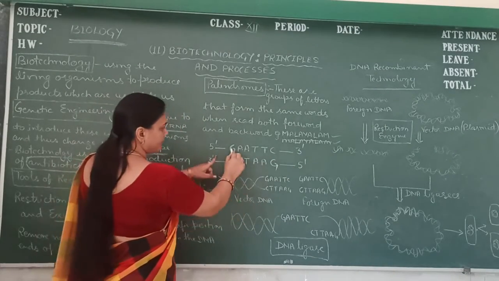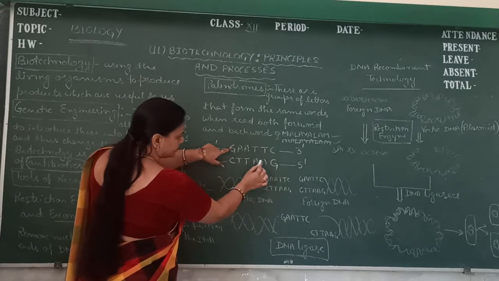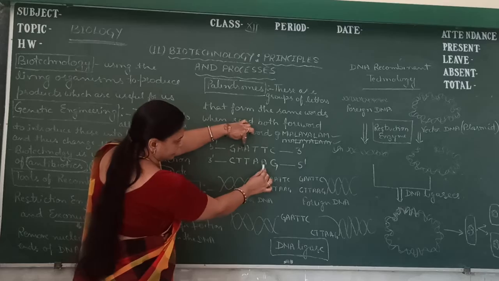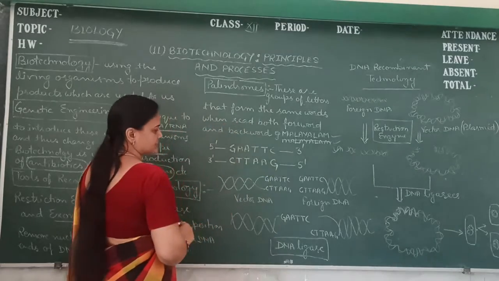Clear? So from both sides, here G, G, C, C, T, T, and A. These are the palindromic sequences.